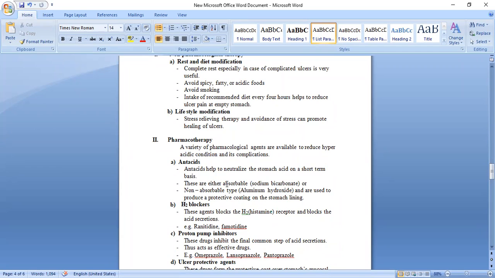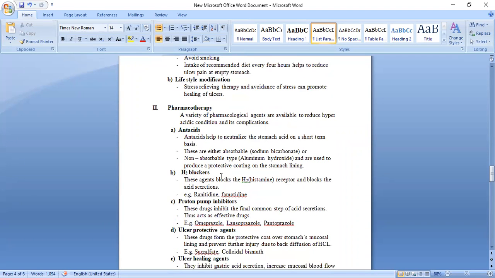And here in the absorbable one, which is sodium bicarbonate, it directly acts, acid versus alkali, isn't it? If there is more acid, and you give alkali, it will neutralize. This is called a neutralizing effect. Neutralizing effect, this is the absorbable one.